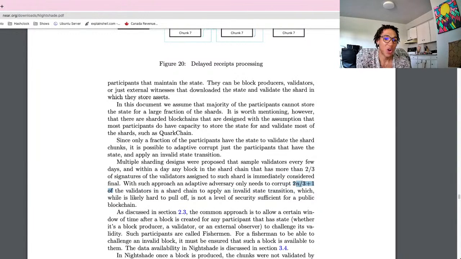Yes. So if you had over 2/3 of the validators in that specific state, and then you were the random one. Oh, we're gonna attest to the wrong state and make a lot of money. So, which is likely hard to pull off. It is not a level of security sufficient for a public blockchain.